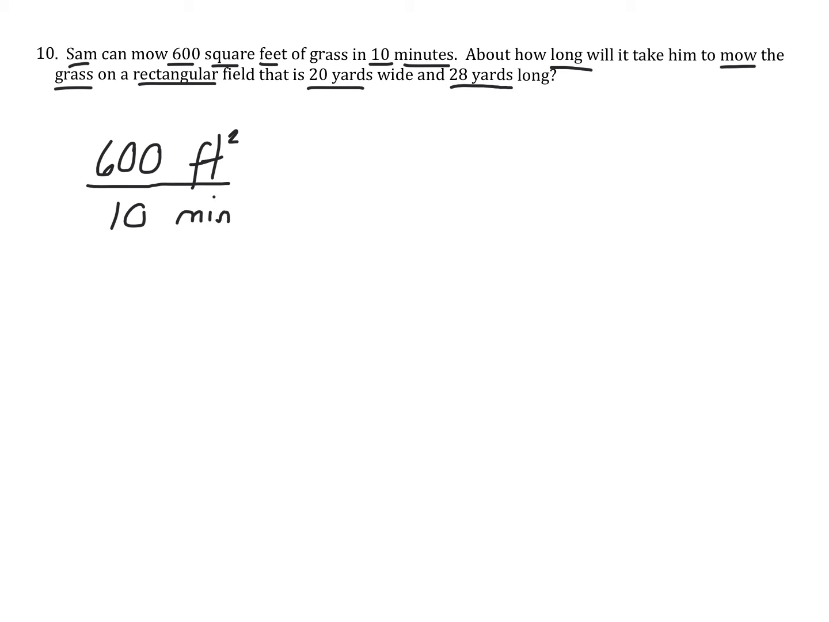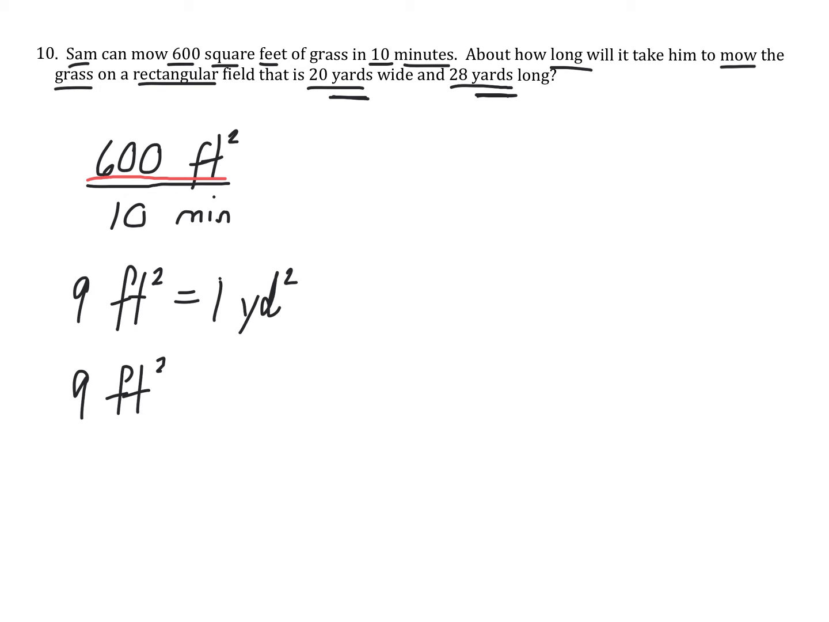Now I'm running into a little problem down here in the second part of the problem because now they're using yards. So now I want to think about converting this 600 feet squared into yards to figure out how many yards squared he can mow in the 10 minutes. Well, from the previous problem, we discovered that 1 yard squared is equal to 9 feet squared. So from here, I can try to convert that.